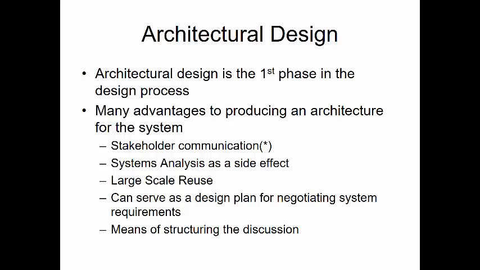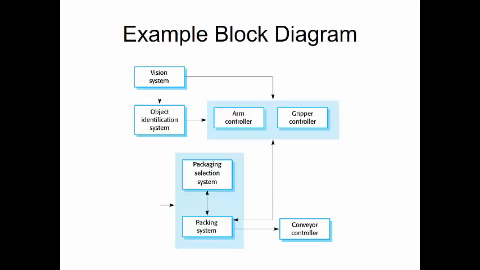We'll begin our architecture design with the simplest of tools, the block diagram. So this is an example block diagram, Figure 6.1 on page 154 of the 10th edition, and it's a robotic packaging system. Basically, it picks things off the conveyor belt and uses its vision system to pick the right type of packaging. This diagram shows the components that need to be developed and how they relate to one another.